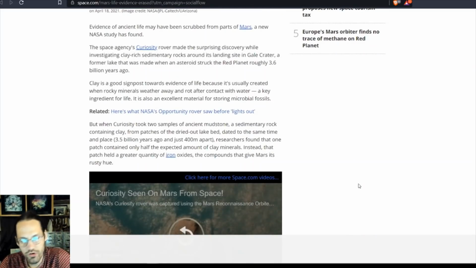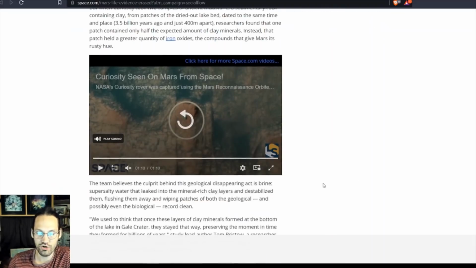But when Curiosity took two samples of ancient mudstone, a sedimentary rock containing clay, from the patches of dried out lake bed, dated to the same time and place 3.5 billion years ago and just 400 meters apart, researchers found that one patch contained only half of the expected amount of clay materials. Instead, that patch held a greater quantity of iron oxides, the compound that gives Mars its rusty hue.